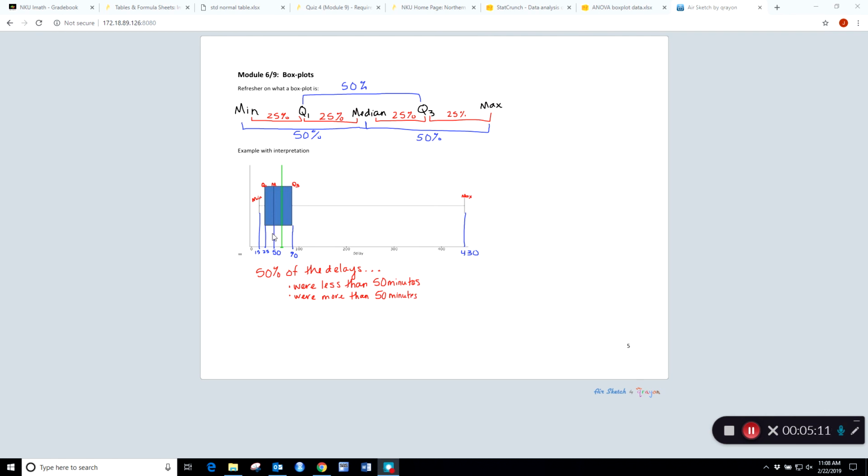And then I could also say that 50% is between my Q1 and my Q3. So here, based upon my numbers, we're between 25 and 90 minutes. So those are some different things I can say about 50% with my box plot. I could also say, of course, that my smallest delay length, or shortest delay, was 15 minutes.